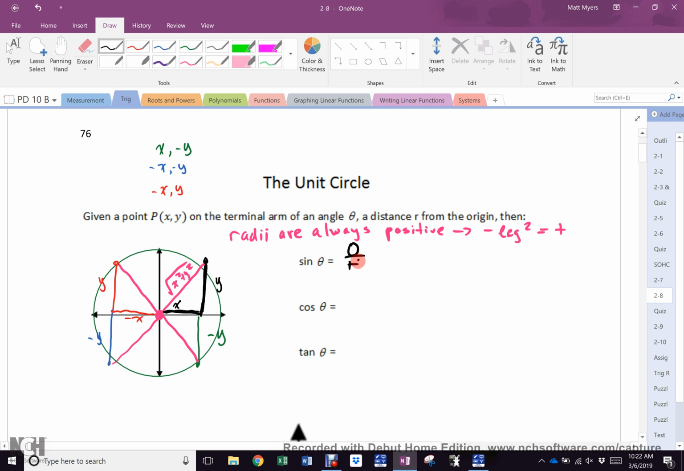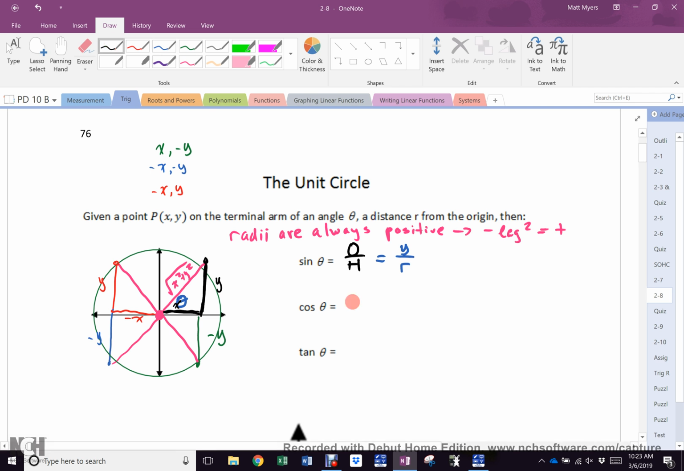Opposite over hypotenuse, correct? All right. Now, if I put a theta right there, what is opposite of theta right now? Y. And what is the hypotenuse in this circle? It's the radius, right? So, if sine equals opposite over hypotenuse, doesn't it also equal whatever your y value is over your r value? Good.